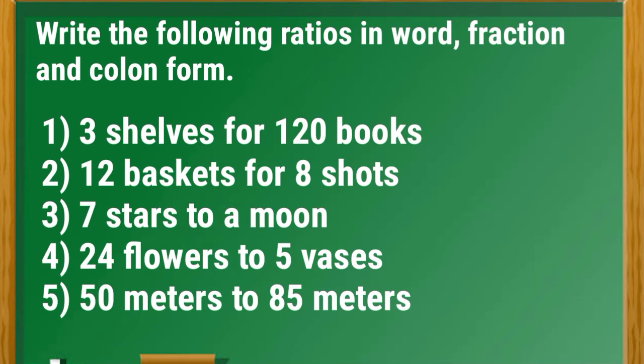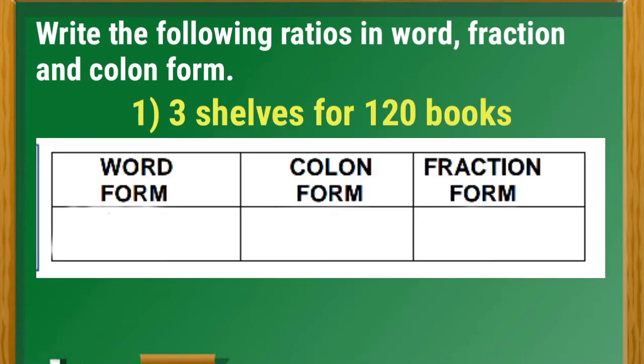Let's have number 1. 3 shelves for 120 books. So let's apply what you have learned. You are going to write the following ratios in word, fraction, and column form. You can pause the video every time you answer the following items. Let's have number 1. 3 shelves for 120 books.